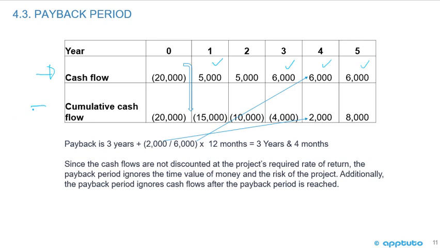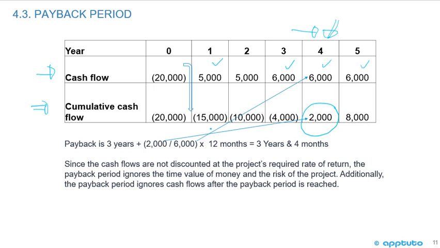On the next row, we've got our cumulative cash flow. So 20,000 went out, 5,000 came in. So that's a cumulative of negative 15. Okay. Negative 15 plus 5 is negative 10. Negative 10 plus 6 is negative 4. Aha, we can see that negative 4 plus 6, we've got a positive 2,000. So we know our payback is after year 3, but it's before the end of year 4.